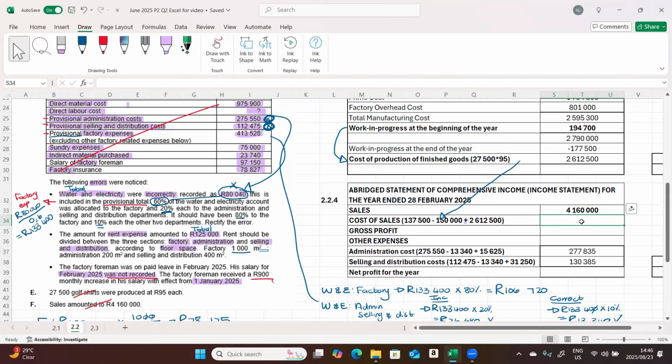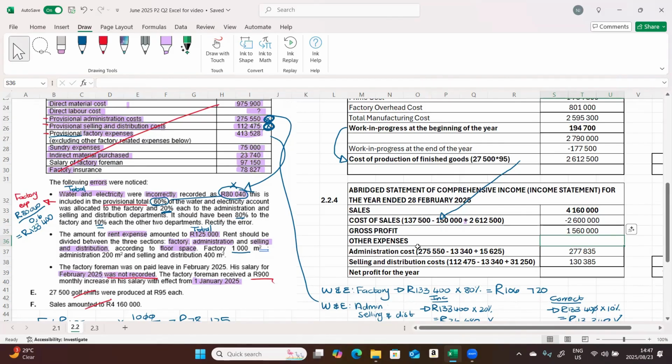Now, basic things, guys, cost of sales has to be in brackets, right? So it's 2.6 million in brackets. Please remember that. Okay, so guys, cost of sales, it's a finished goods calculation. Okay, then your gross profit. Gross profit we know is sales less cost of sales, and that is then 1,560,000.